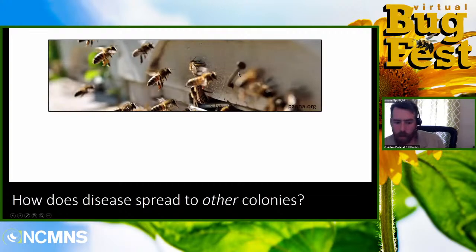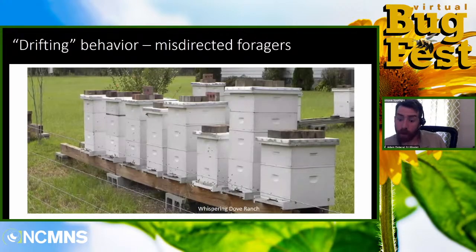So the bigger question here now is, how does disease spread to other colonies? So we see that there's this reduction inside of a colony, but what about other colonies? Well, first I need to talk about another behavior. Remember earlier I mentioned that at the entrance of every colony are guard bees, and they're standing guard ready to say, hey, you live here? No? Then you've got to get out of here. But why would they even have that? Well, because bees do move between colonies in nature and in agricultural settings.